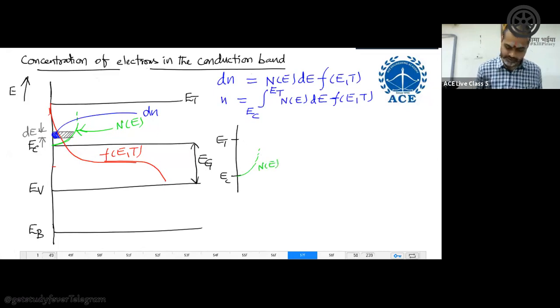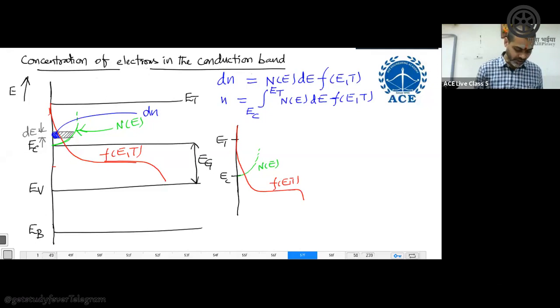Am I correct? Somewhere here is the middle of the energy gap, and Ei will be there at the middle of the energy gap. So what is f of E comma T? This one. Anyhow, this is f of E comma T.